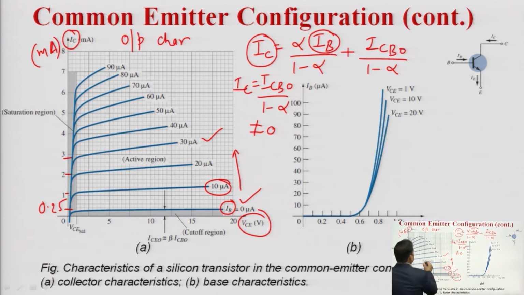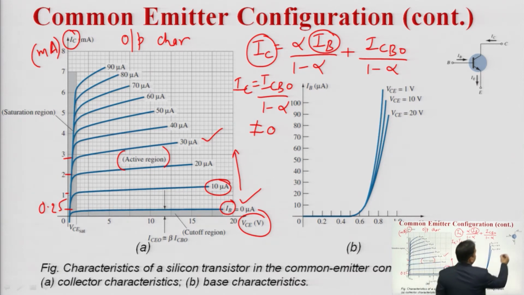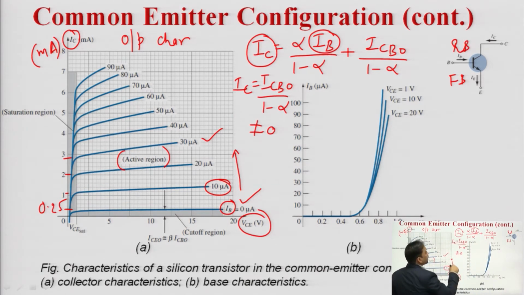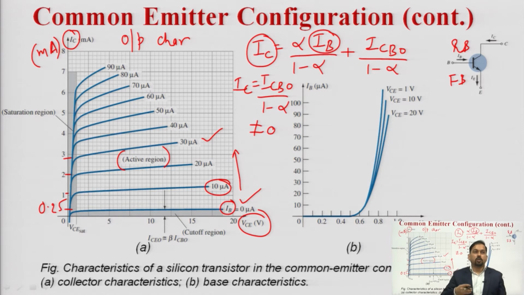This is called the active region, when the emitter base junction is forward biased and the collector base junction is reverse biased. In this region, the common emitter configuration can work as an amplifier, for current amplification, voltage amplification, or power amplification.